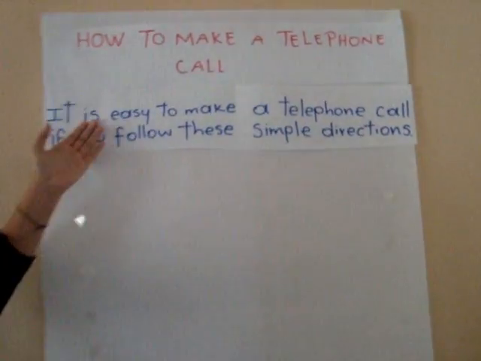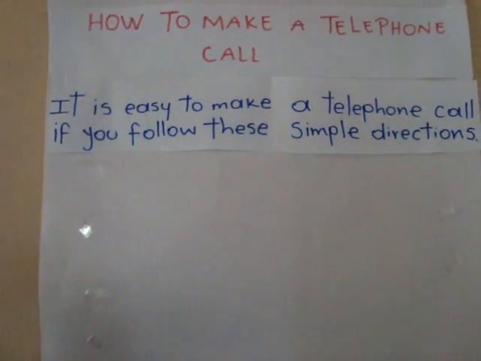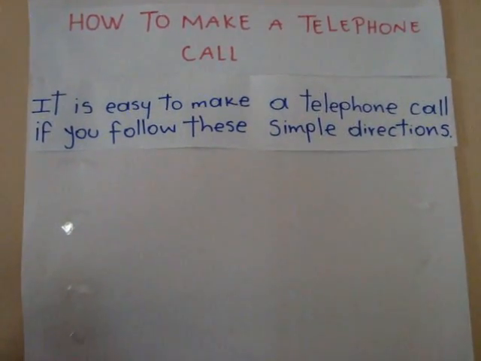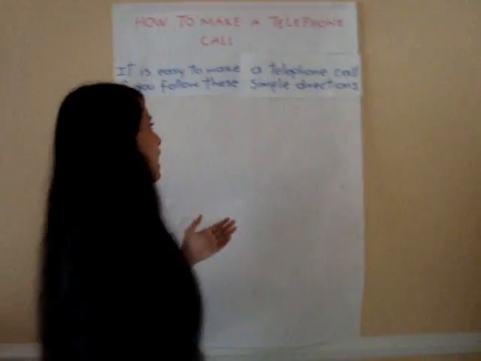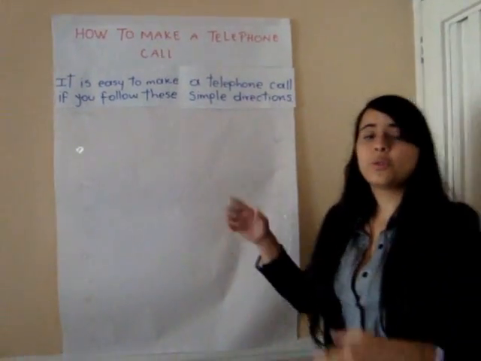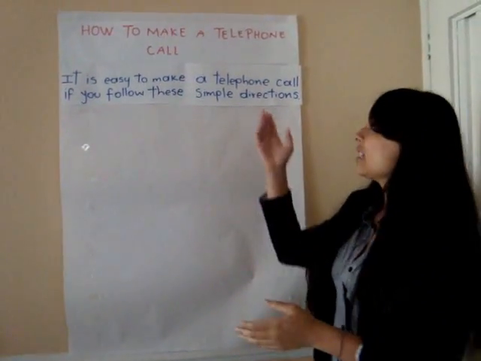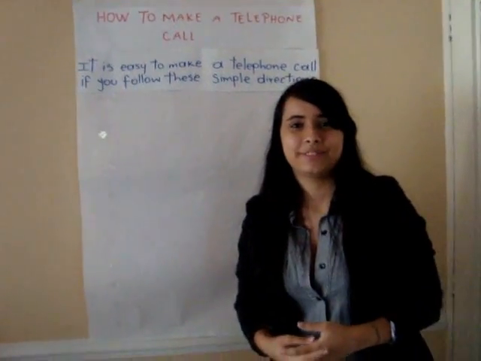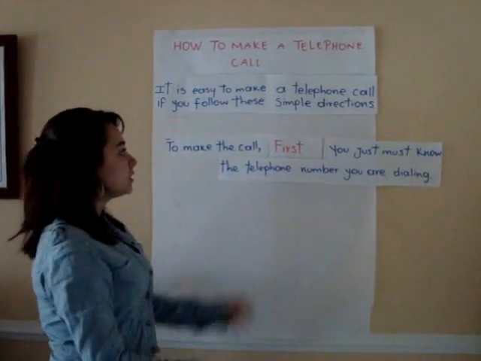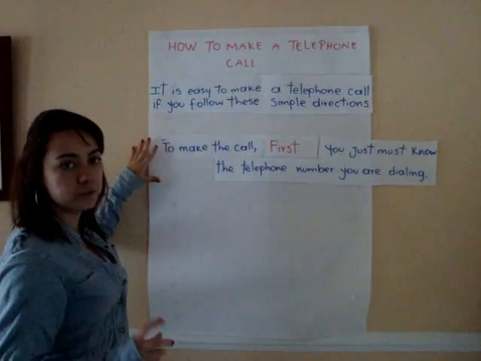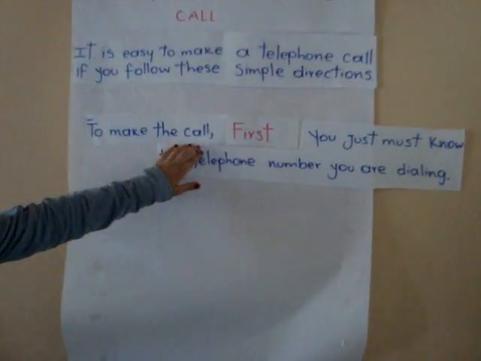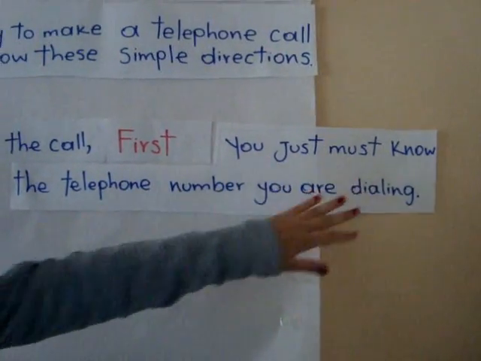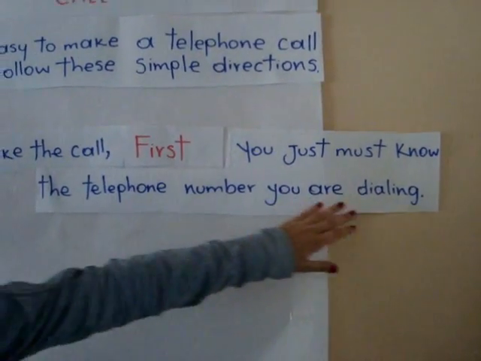The topic sentence is, in this case, "It is easy to make a telephone call if you follow this simple direction." This indicates that you need to follow some steps to make a telephone call. Well, after the topic sentence comes the first step. Let's start reading. "To make the call, first you must know the telephone number you are dialing."